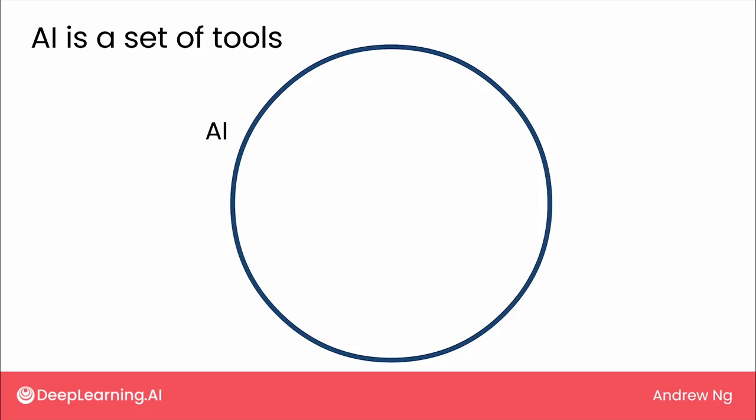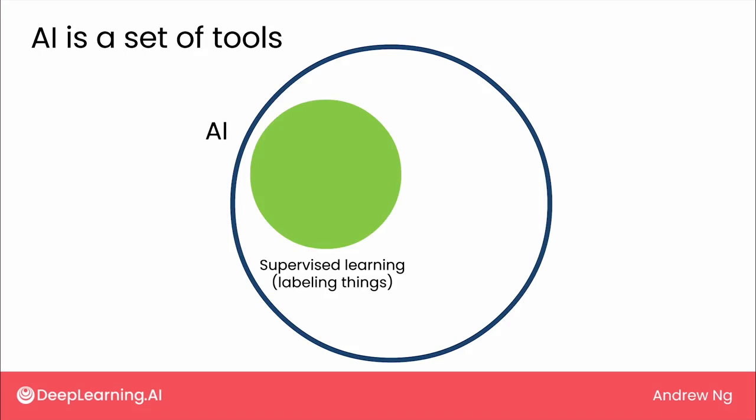Let's take a look. Let's start by looking at where generative AI fits within the AI landscape. There's a lot of buzz and excitement and also hype about AI. And I think a useful way to think of AI is as a collection or a set of tools. One of the most important tools in AI is supervised learning, which turns out to be really good at labeling things. Don't worry if you don't know what this means. We'll talk more about it on the next slide. And a second tool that started to work really well only fairly recently is generative AI.